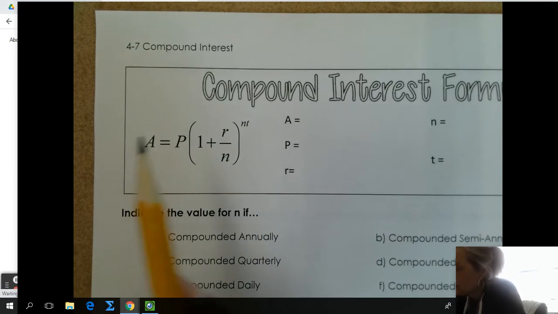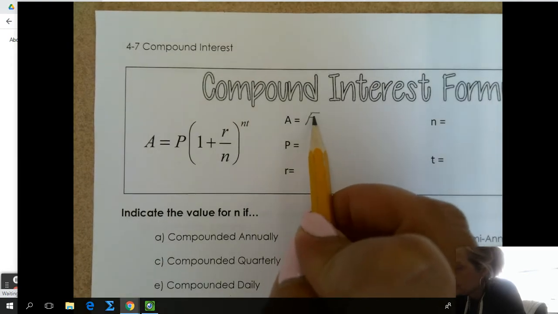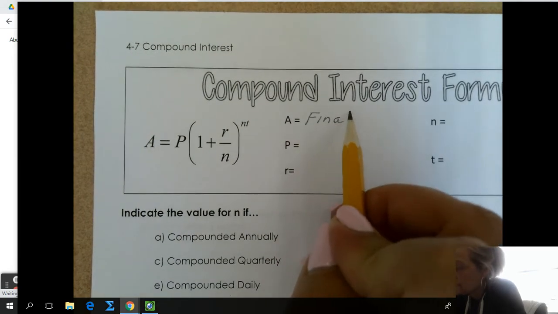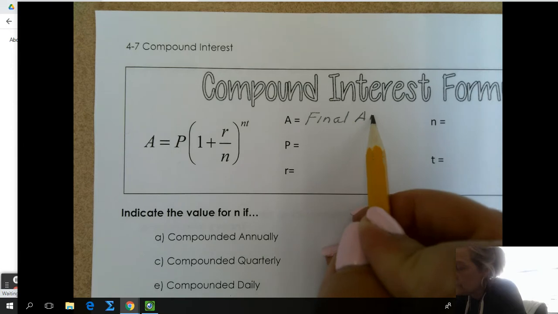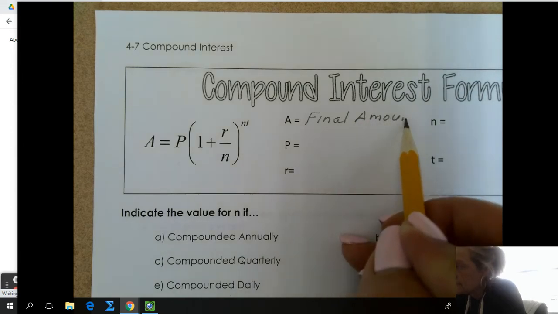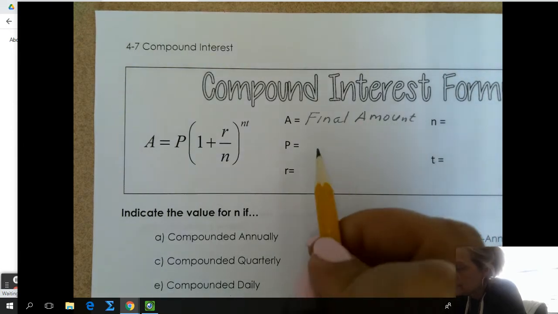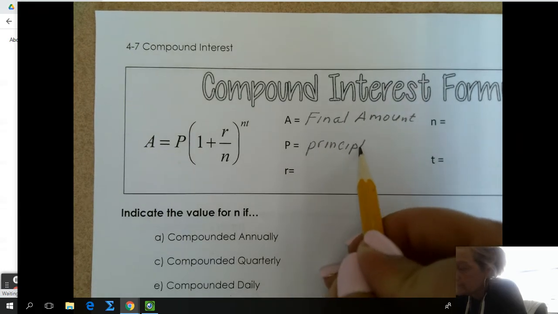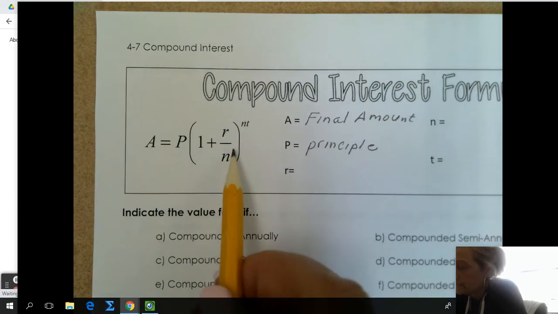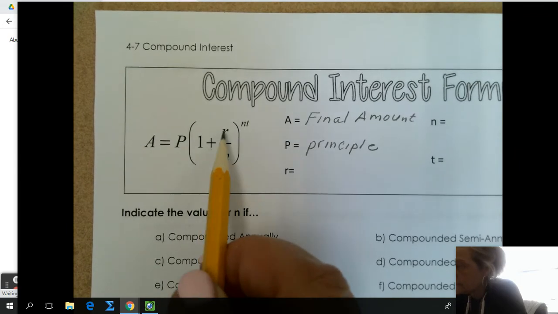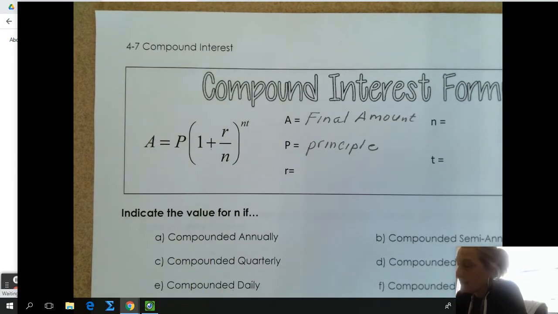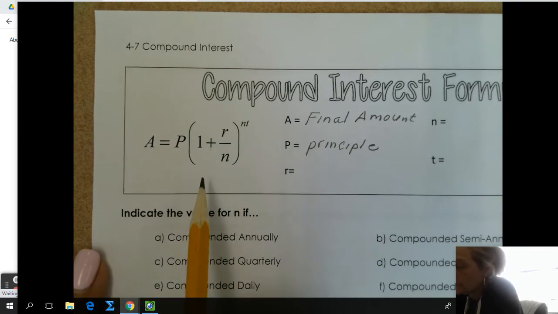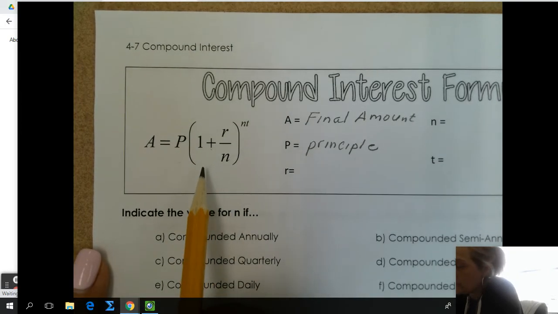So A is the final amount of our investment. P is the principal. It's our initial investment. And notice in the parentheses here, the addition sign tells us that something is growing. Obviously, if interest is being compounded, our money is growing. All right, so let's talk about what everything represents here.